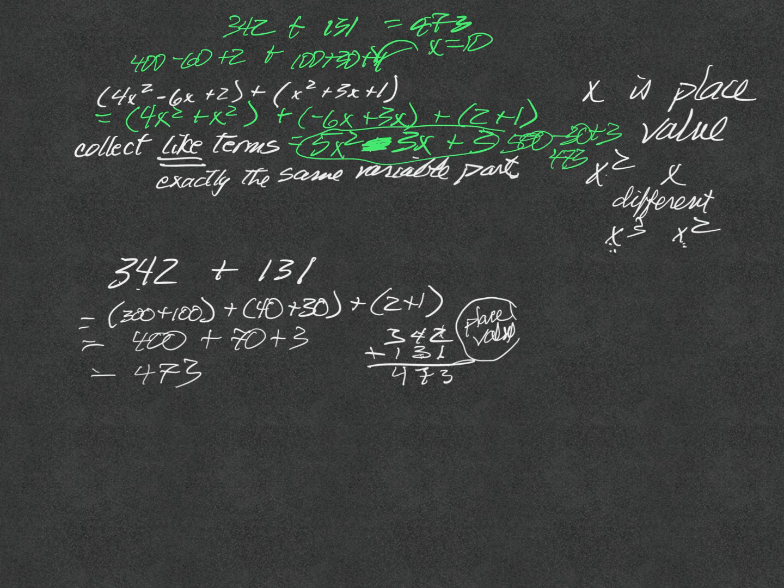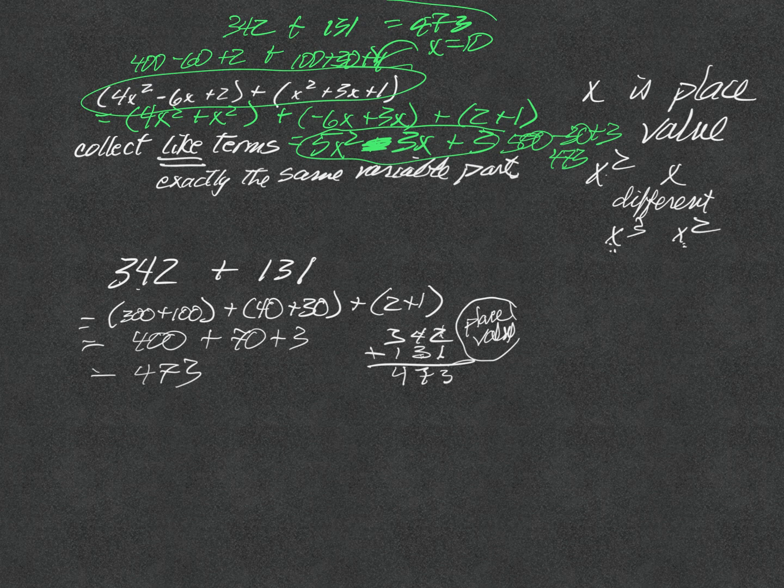So as you see, algebra is just arithmetic in disguise. And so it works the same way. Like terms are like a place value. And so we never add x's and x squareds together, or x's and x cubes, or x squareds and x to the fourth. We never add those together because it's like they're a different place value. And so we only just add place values together.